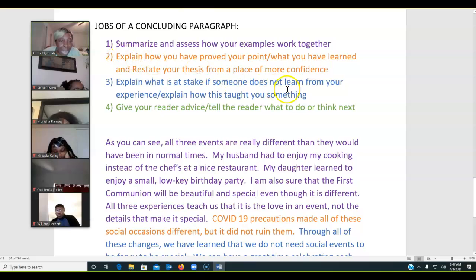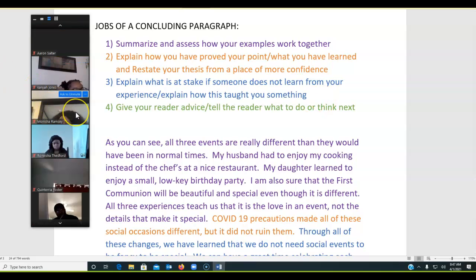Oh, okay. Explain how you have proved your point, what you have learned, and restate your thesis from a place of more confidence. Beautiful. So, Monisha, when you're working here, do you have any idea what that means about restating your thesis from a place of more confidence? Basically explaining why you chose it and why your idea was. Yeah, I like that idea.